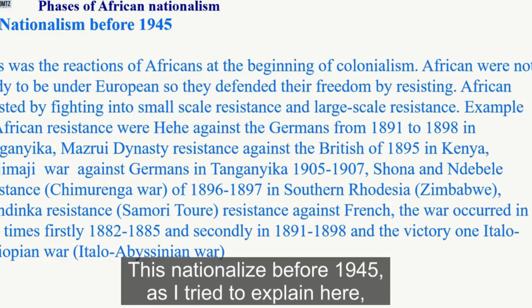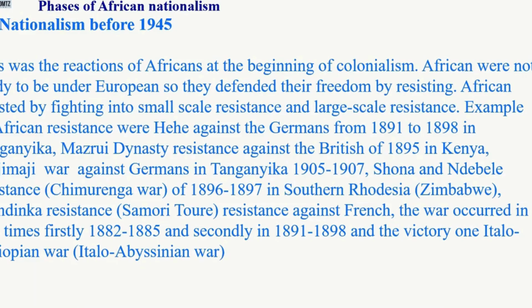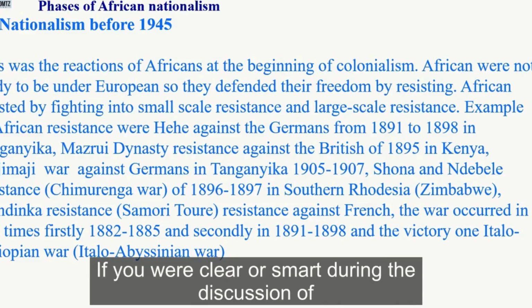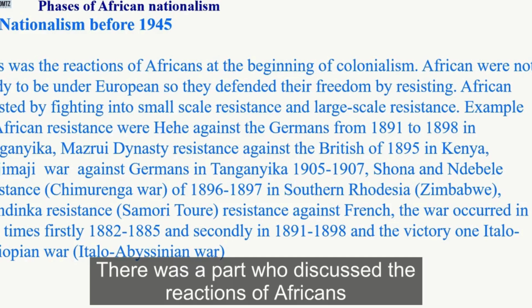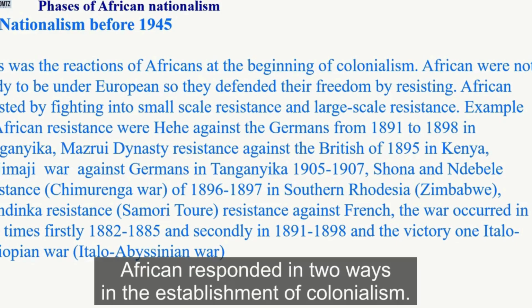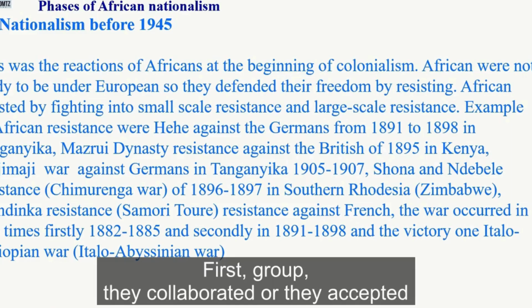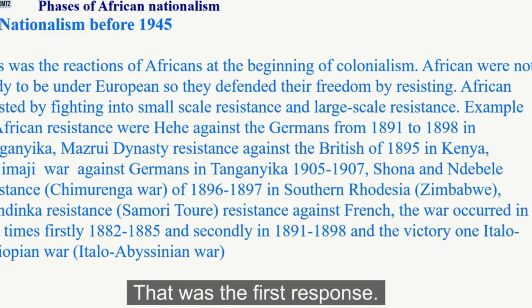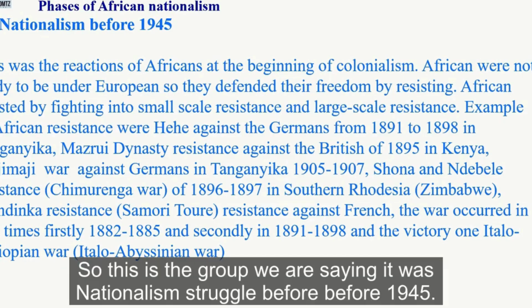This nationalism before 1945, as I try to explain here, takes us back to the African reactions after the establishment of colonialism. If you were clear during the discussion of the establishment of colonialism in Africa, we discussed the reactions of Africans toward it. Africans responded in two ways. The first group collaborated, or accepted the establishment of colonialism. That was the first response. But the other group said no, we are resisting. They said we want to protect our freedom. So this is the group we are saying was the nationalism struggle before 1945.